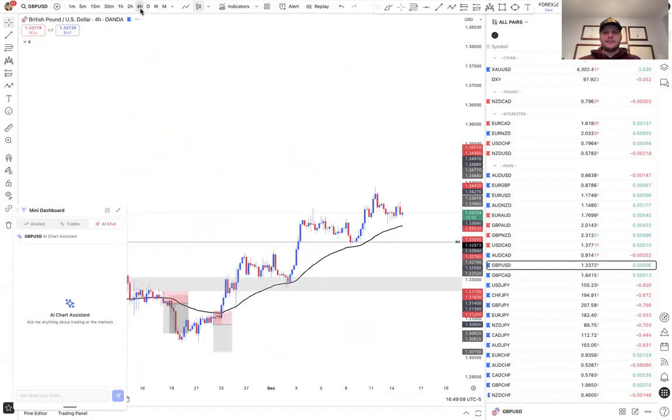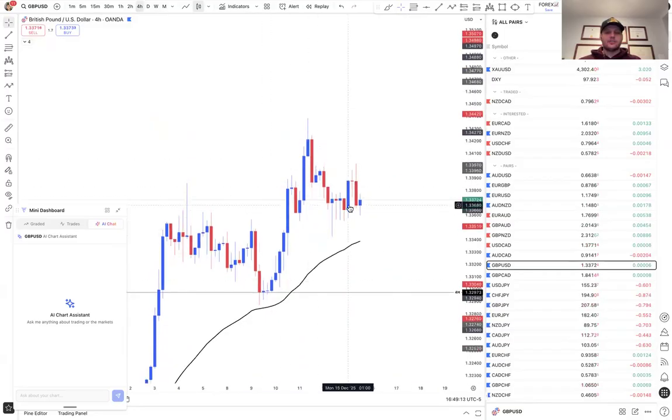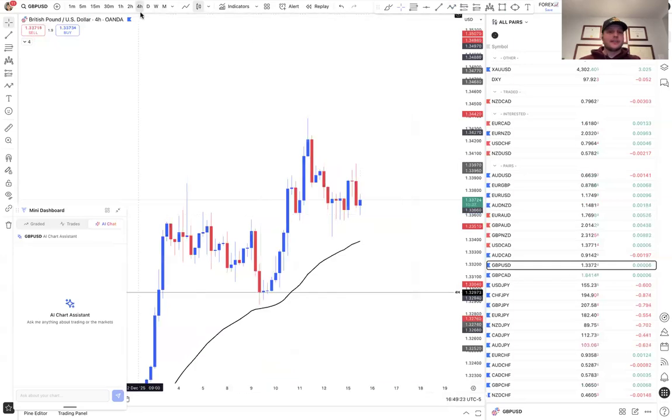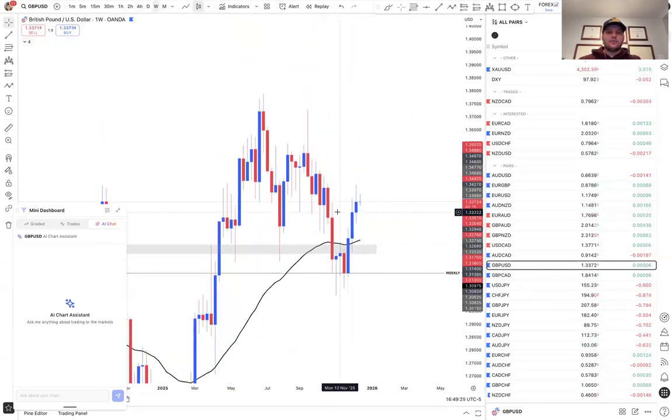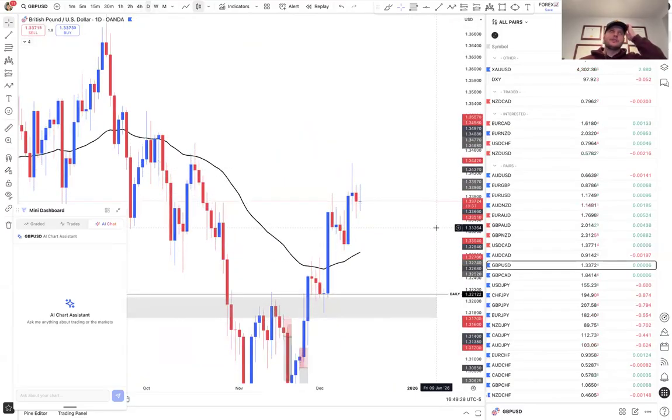GBP USD, another USD pair. I think we're going to be seeing some selling happening. If I'm not mistaken, we have a head and shoulders pattern. All I would wait for is a proper break and retest underneath the structure point for the 4-hour time frame to go bearish. At that point, you will have the weekly time frame is bullish, the daily time frame is bullish, so that's the only issue there.